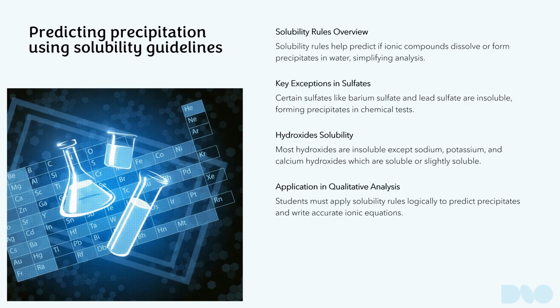These exceptions are crucial in qualitative tests, such as the use of acidified barium chloride to test for sulfate ions, where a white precipitate of BaSO₄ confirms their presence. Hydroxides provide another important set of rules. Most hydroxides are insoluble, but those of sodium, potassium, and calcium are soluble or slightly soluble. This explains why adding sodium hydroxide to solutions of transition metal ions often results in colored precipitates.